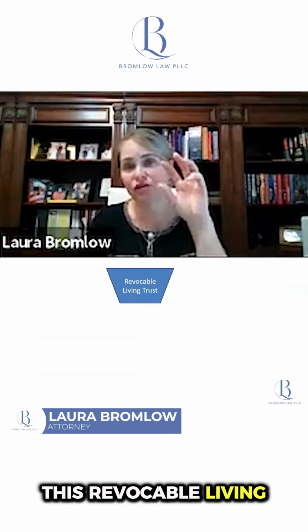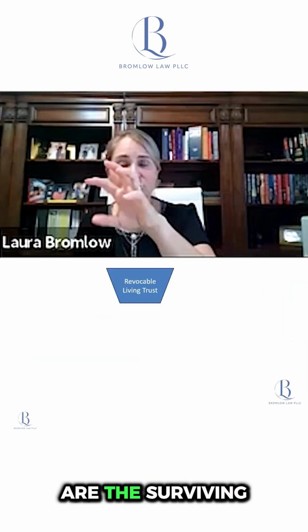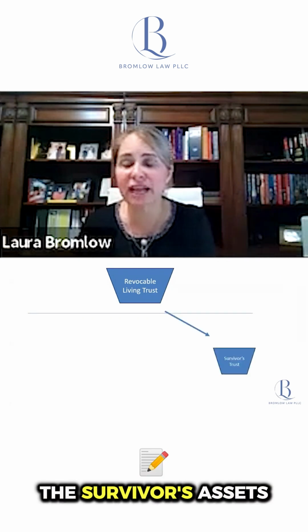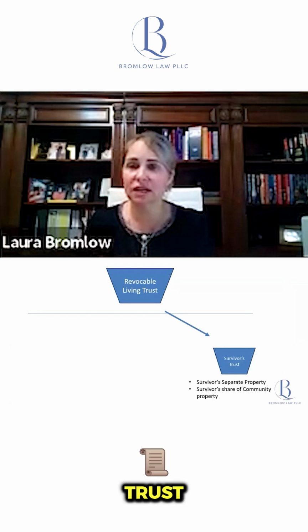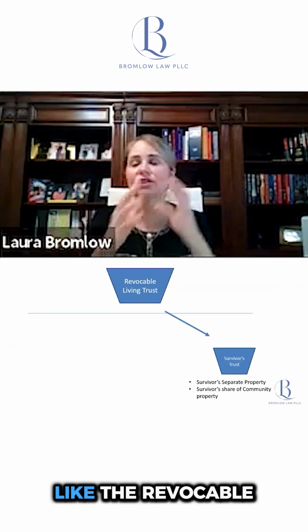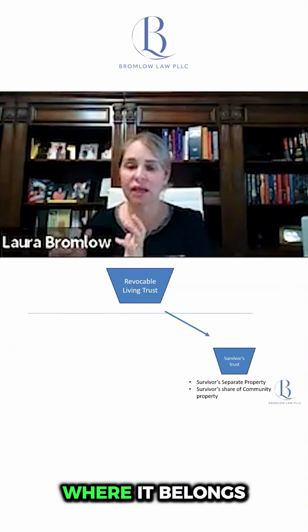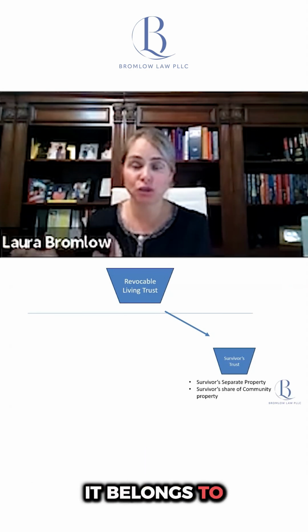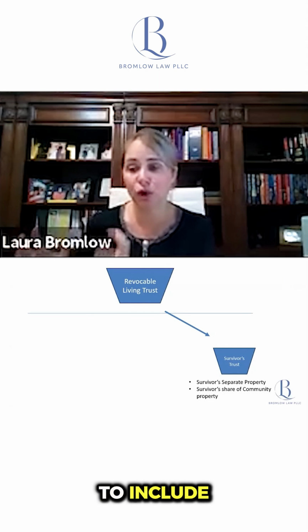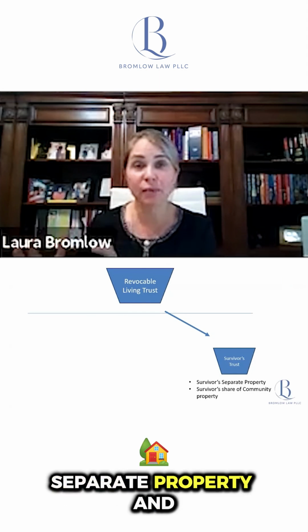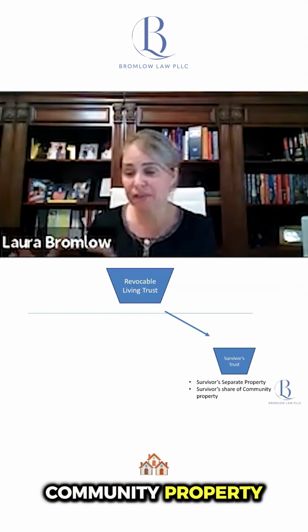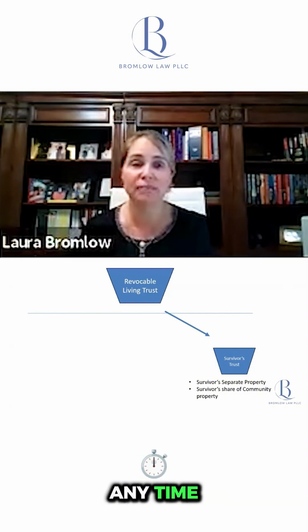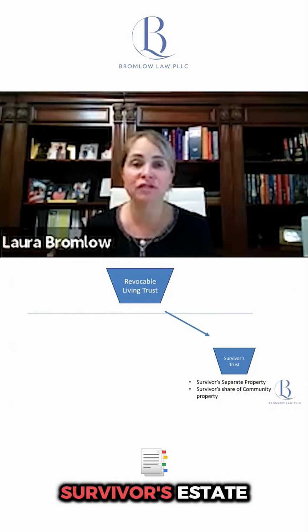So you've got this revocable living trust, you've gathered all the assets, you've decided these are the surviving spouse's assets, and somebody's died. And so we're going to send all of the survivor's assets over here to the survivor's trust. This survivor's trust is just like the revocable living trust, where it belongs really for tax purposes and liability purposes. It belongs to the surviving spouse, and that's going to include all of the surviving spouse's separate property and their share of community property. And that's going to be a revocable trust that the surviving spouse could amend or revoke at any time. And it's all includable in the survivor's estate.